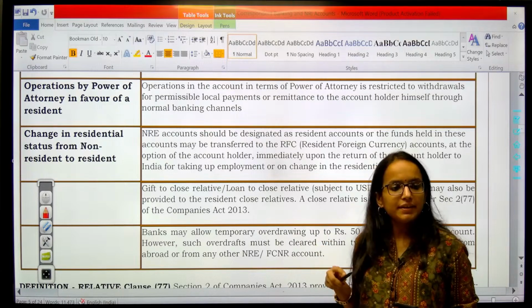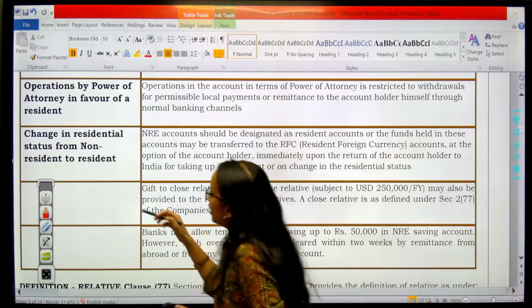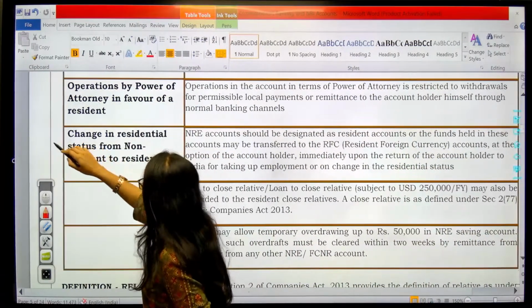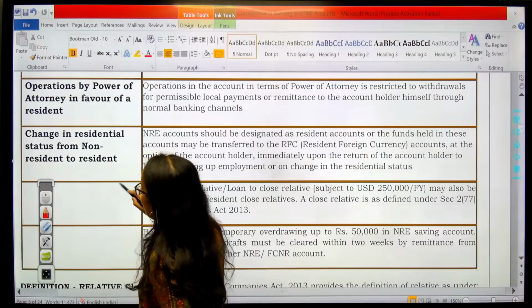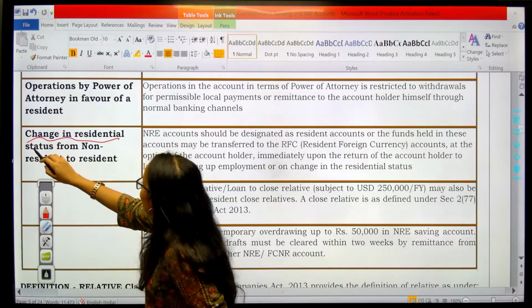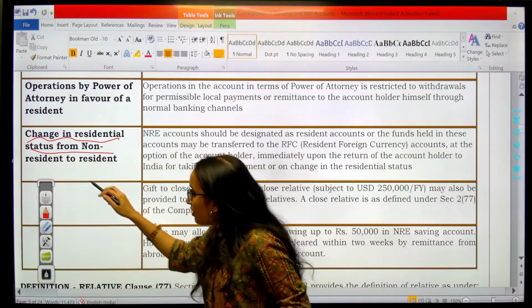Now another criterion here is change in residential status from non-resident to resident.